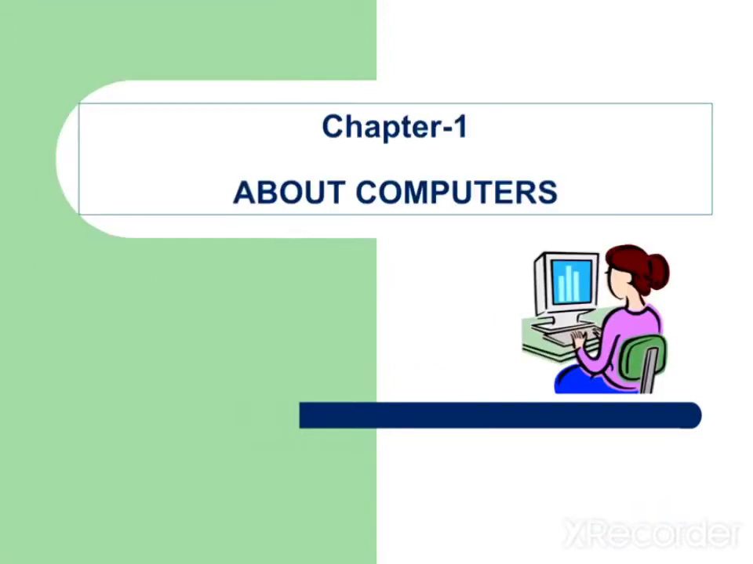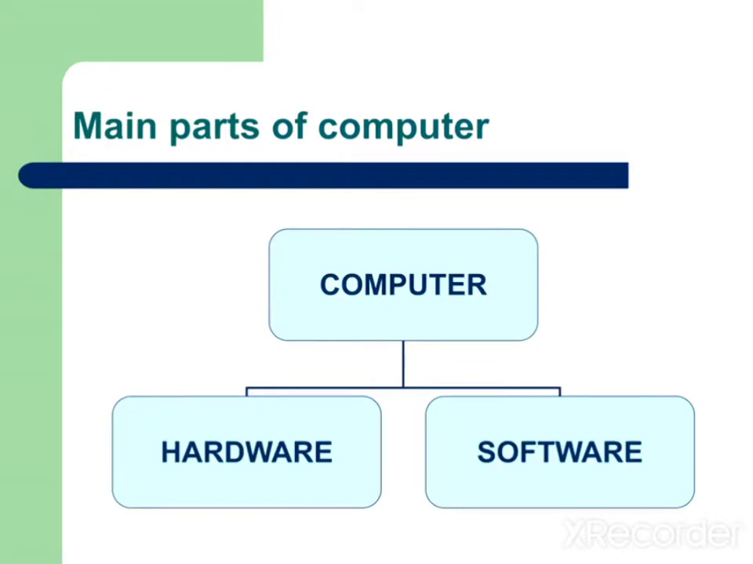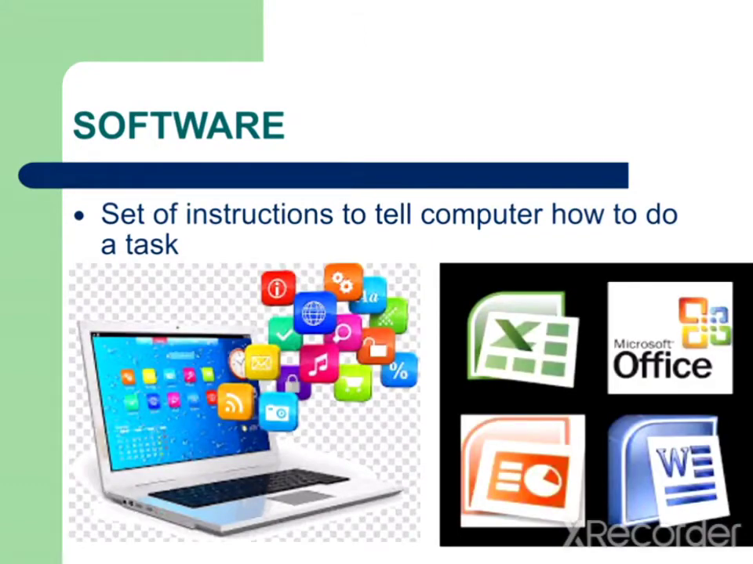Students, in the last class we started chapter number 1 about computers, in which you studied what a computer is, and you learned that a computer is an electronic machine that takes instructions from us and gives the results after processing. You also learned about the main parts of a computer, that is hardware and software. You learned that hardware is the physical parts of a computer which you can see, touch and feel, and software is a set of instructions to tell the computer how to do a task.